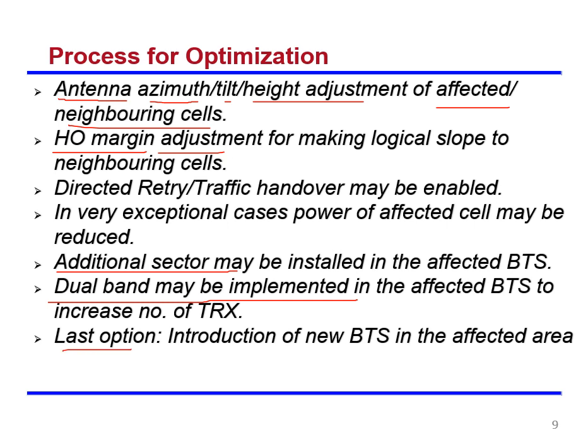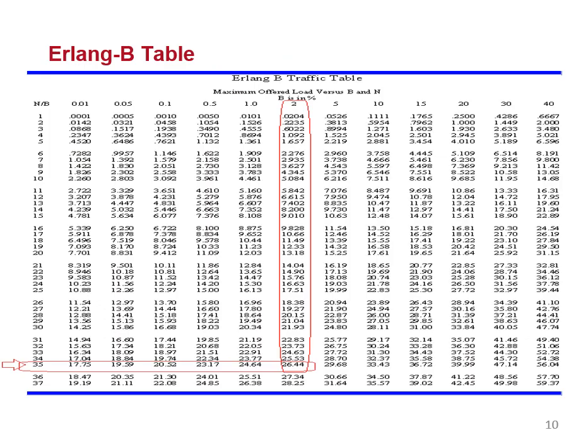And the last option, if all these things do not improve the congestion rate, do not reduce the congestion rate, go for a new BTS in the affected area. So this is the Erlang B table. With the help of this Erlang B table only, the number of TRXs and how many channels are required will be determined. The Erlang B traffic table is used by the planning people to determine the number of channels for a sector or for a base station.